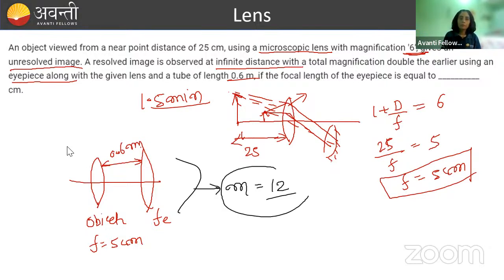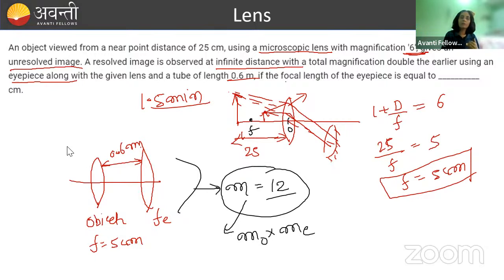Now, what we need to calculate is the focal length of the eyepiece. Now this magnification will be equal to M naught into ME, that is magnification produced by objective into magnification produced by eyepiece. अब देखो यहाँ पे जो बच्चे कंफ्यूजन कर सकते हैं वो ये है कि they will blindly write magnification produced by objective is equal to 6. Don't do that, because 6 we are getting when the object is kept between focus and optical center, and then a virtual enlarged image is getting formed.